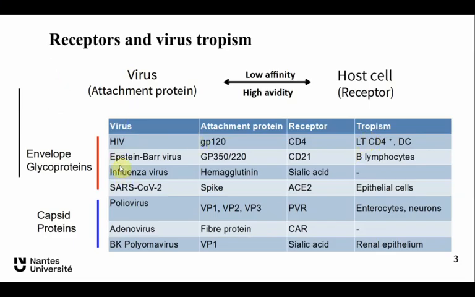Similar thing with Epstein-Barr virus, which, as we all know, is now officially called lymphocryptovirus human gammaherpesvirus 4. So its main receptor is CD21 on B lymphocytes. So this virus is going to infect B cells. And it's why it's related to B cell leukemias. SARS-CoV-2, the spike protein binds to a protein receptor on epithelial cells. For non-enveloped viruses, there are no glycoproteins, so it's the capsid proteins that bind.